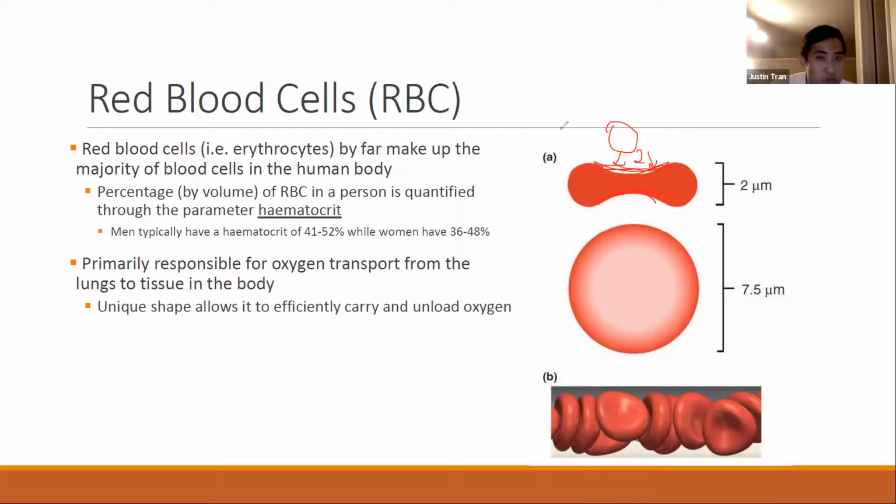You can see the typical sizes here. In diameter, a red blood cell is about 7.5 micrometers, and in thickness it's about 2 micrometers on average. So these are really, really tiny.